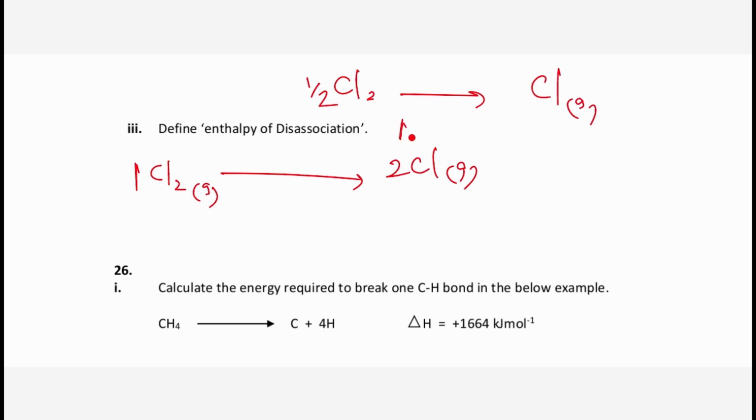So if you take sodium, solid sodium to gaseous sodium, this is atomization, from its constituent element to form 1 mole of gaseous atoms. In dissociation, we are breaking 1 mole of substance. That's the main difference between dissociation and atomization.